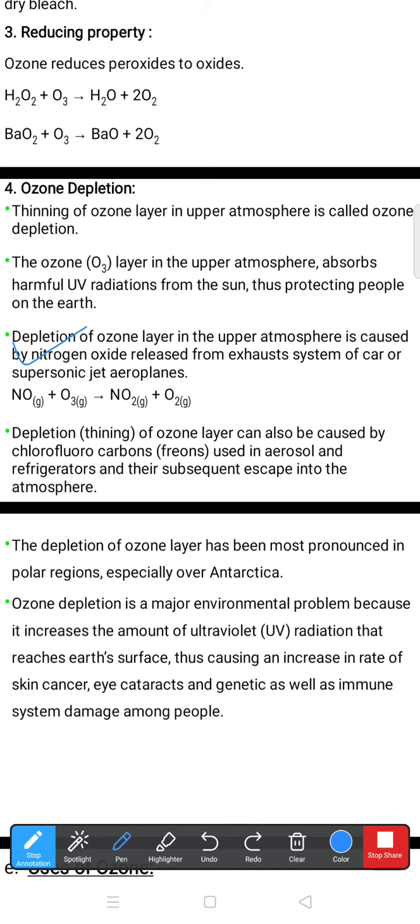Depletion of the ozone layer has been most pronounced in polar regions, especially Antarctica. Ozone depletion is a major environmental problem because it increases the amount of ultraviolet radiation that reaches Earth's surface. Thus, it causes an increase in the rate of skin cancer, eye cataracts, and genetic as well as immune system damage among people, which is most dangerous for human life.